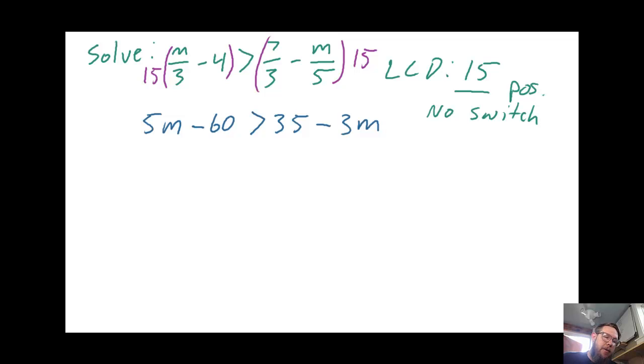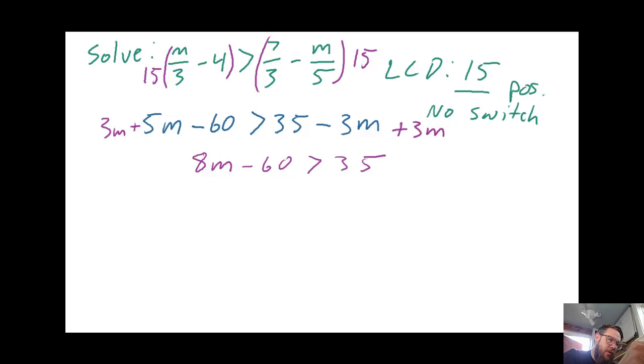The next step is to simplify. Now we've got a fairly simple situation. We've got some m's on either side and some constants on either side. So I'm going to put my variable on the left side by adding 3m to both sides. So on the right, that's going to cancel out and give me 0. And on the left, I'm going to have 8m minus 60 still greater than 35.